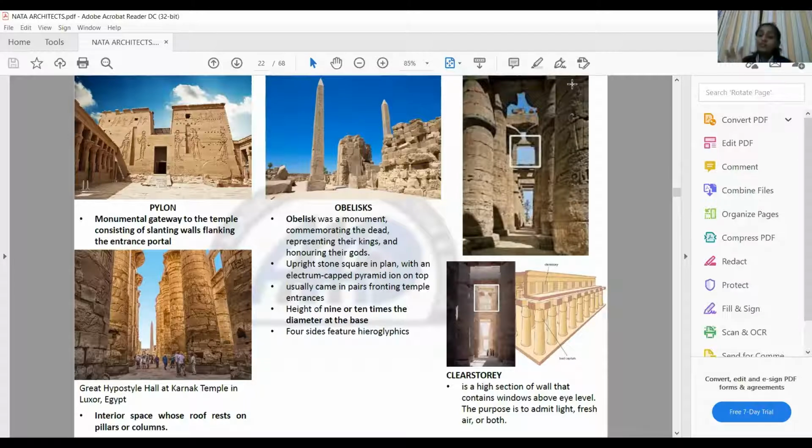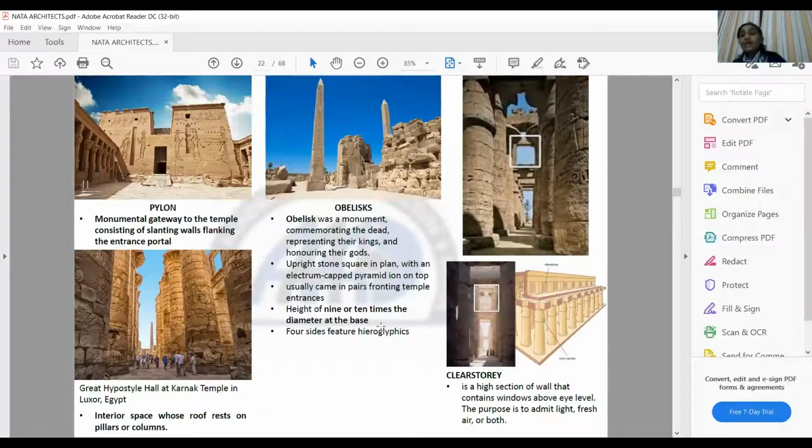And how these interior spaces were lit is mainly by the usage of these clerestory windows. So these terminologies are very important for you guys. The entry was referred to as the pylon. The commemorative structures were referred to as your obelisk. And then the lighting or the ventilation was provided with the help of these clerestory windows, which are nothing but the windows which are above your eye level, mainly for admitting light and air. And one of the examples you can observe is the Great Hypostyle Hall at Karnak temple, which is again in Luxor.